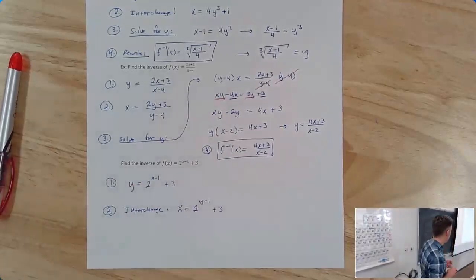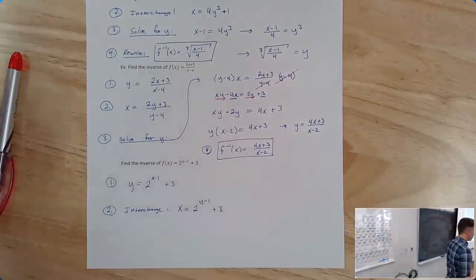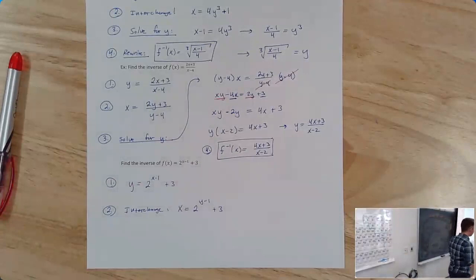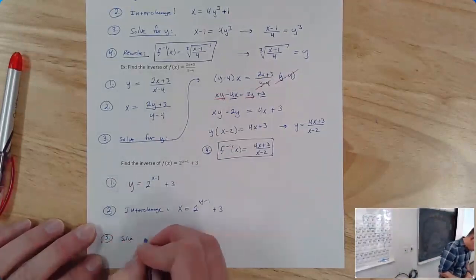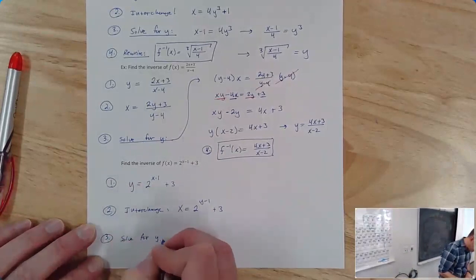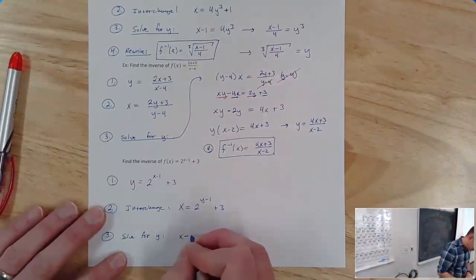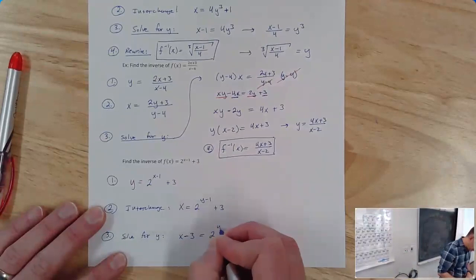I'm trying to solve for y. I'm definitely going to have to use a logarithm at some point. Because 1, the variable is in the exponent, or 2, we know the inverse of an exponential function is a logarithmic function. There's 2 ways to get there here. Either way, though, to get there, we have to isolate the thing that is raised to a power. So the first step we should do when we're trying to solve for y is subtract 3 from both sides. So I'm going to have x minus 3 equal to 2 to the y minus 1.